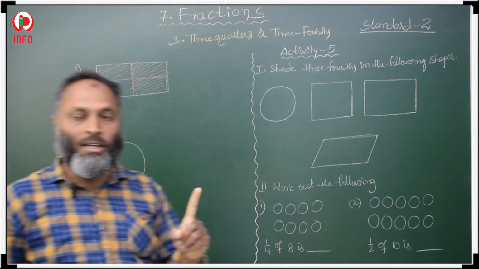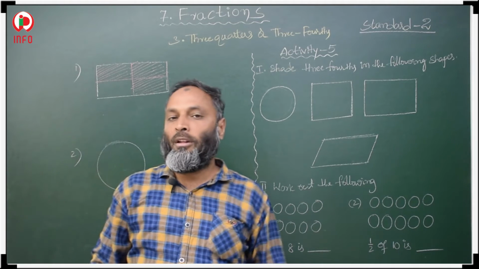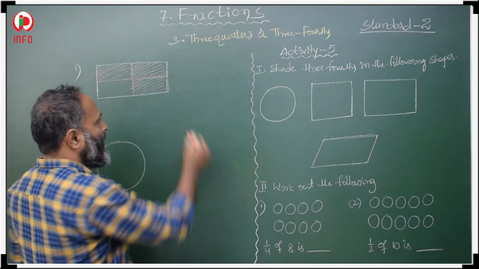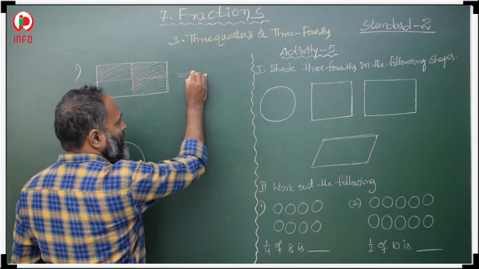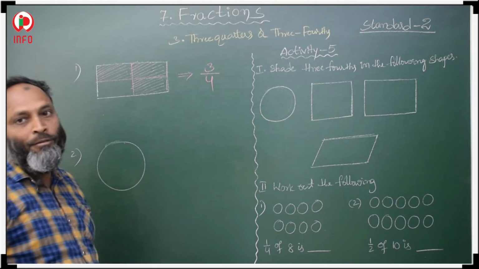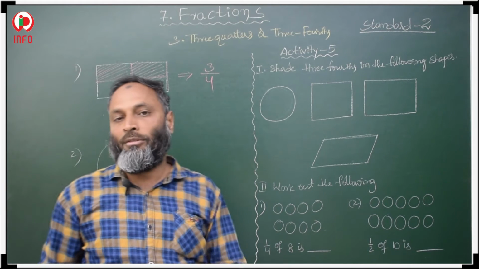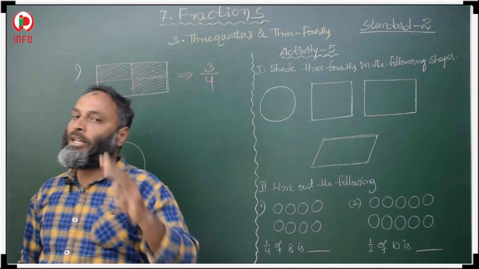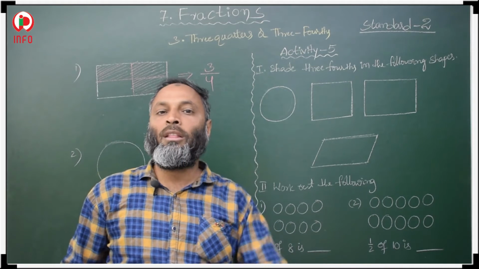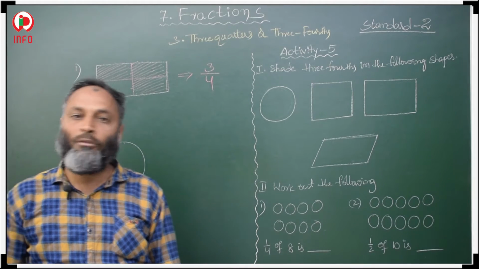If 1 quarter is shaded, that is 1 by 4. If 2 quarters are shaded, that makes half. 2 quarters make half, 3 quarters makes 3 by 4. Then how to represent it as a fraction? That is 3 by 4. 3 by 4 means 3 quarters. If we shade 3 1 by 4s, then that is called 3 quarters, and we read it as 3 by 4 in fraction.